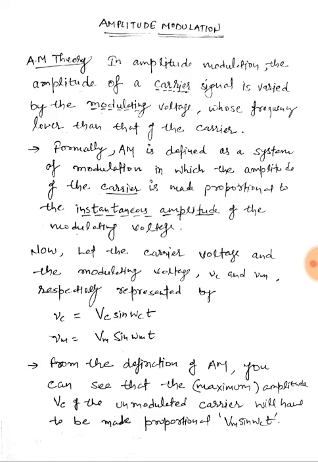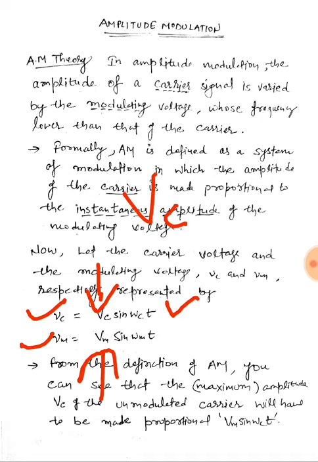So now let us consider this is our carrier signal whose amplitude is Vc, and it is a sinusoidal function which can be represented as Vc sin ωct. Secondly, this is our message signal whose maximum amplitude is Vm, and it is also a sinusoidal signal, so it is represented as Vm sin ωmt.